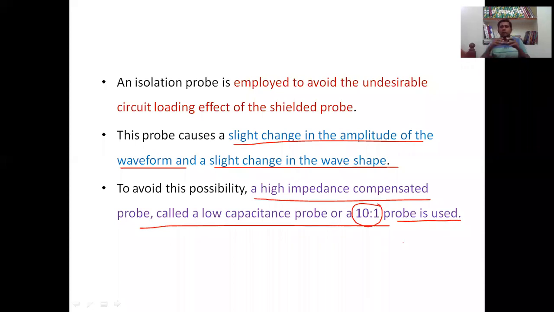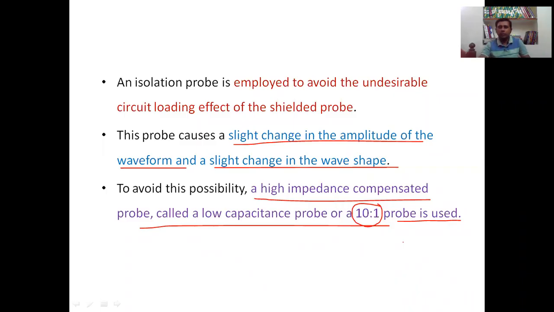Now coming to the second probe, that is the isolation probe. It overcomes the disadvantage or limitation of the earlier probe, that is the direct probe, and this maintains almost the same resistance and capacitance of the circuit as it is, CRO capacitance and resistance also as it is. But with this, one more new problem is arising here. So what is that new problem? It changes the amplitude and the shape of the waveform of the circuit output.